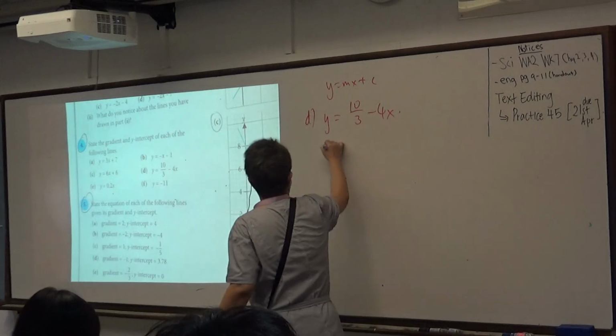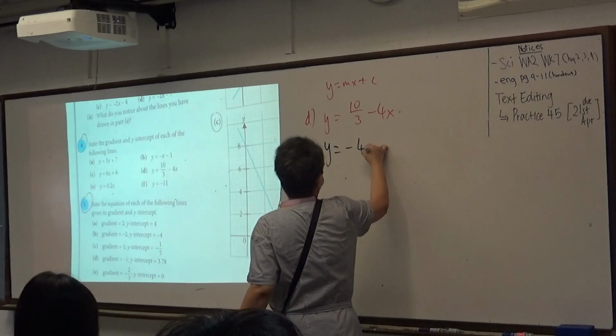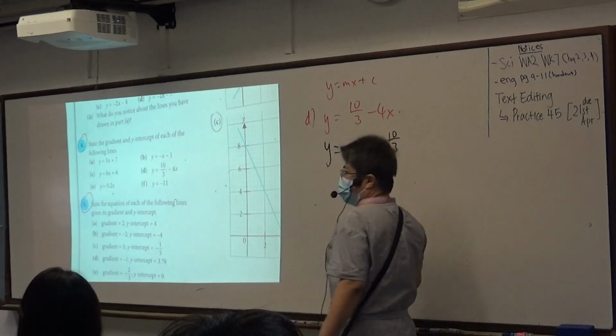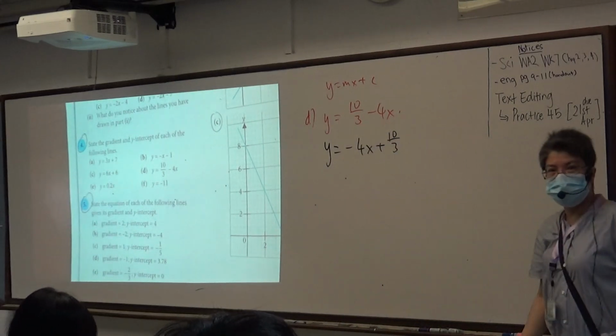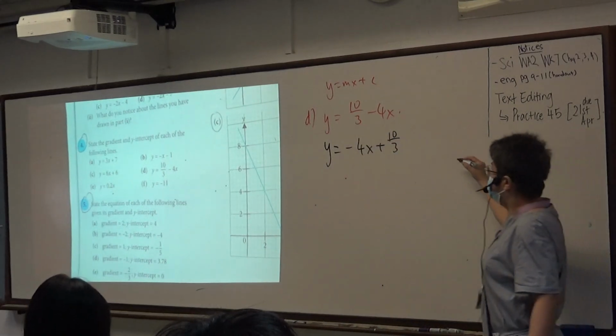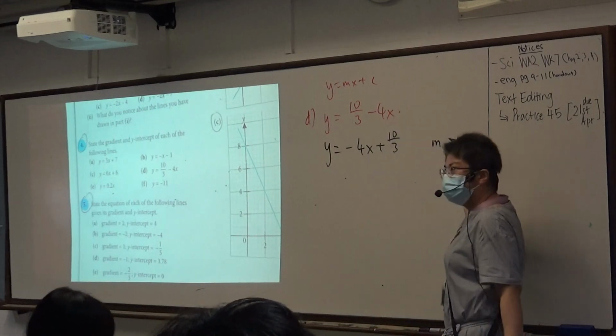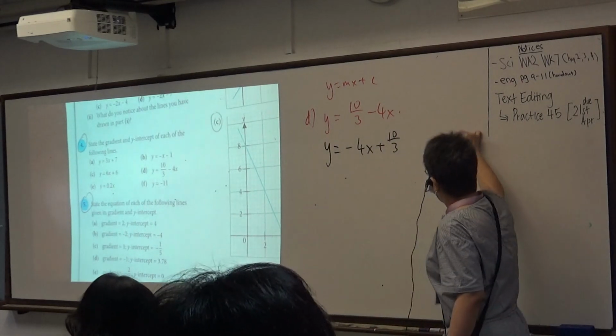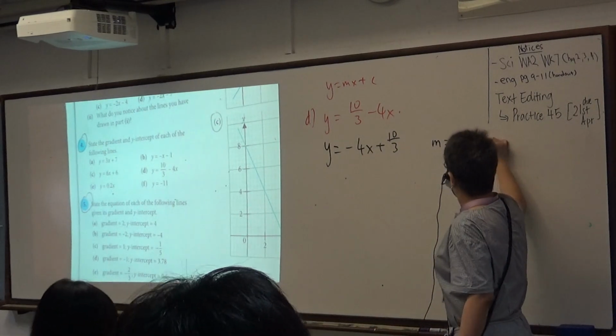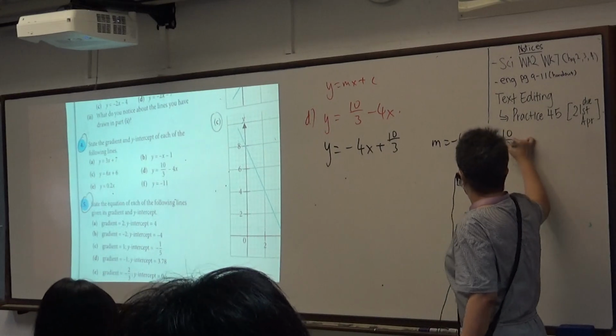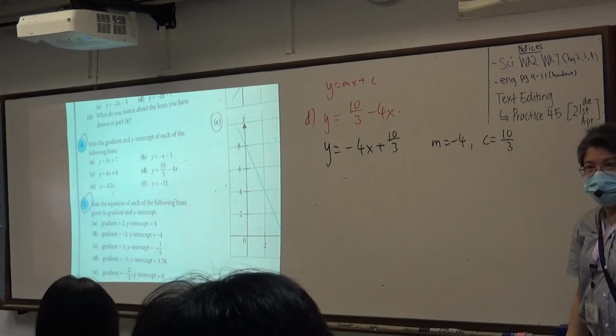So, this is the same as y equals to negative 4x plus 10 over 3, right? Can you see I can do a rearrangement here? So, what's my gradient? Negative 4. What's my y-intercept? 10 over 3. Are we clear here?